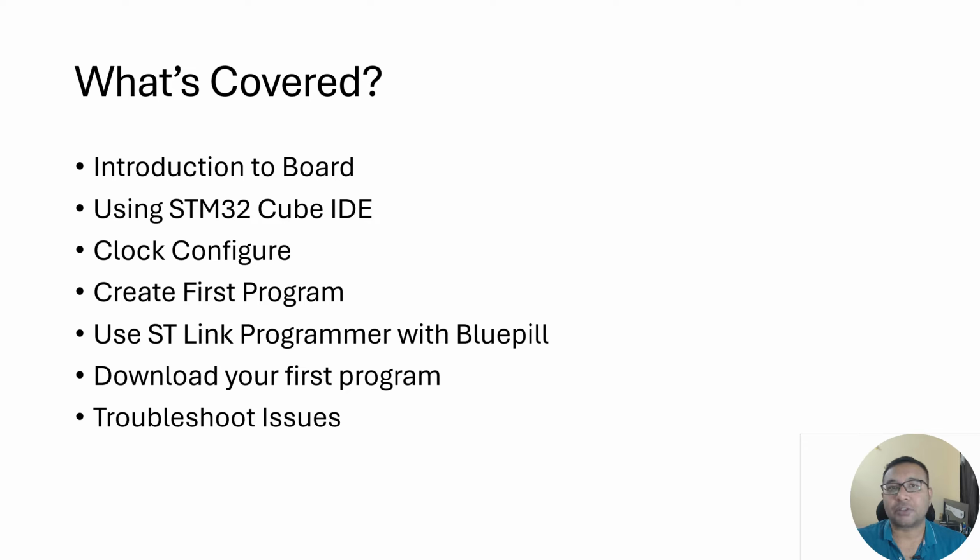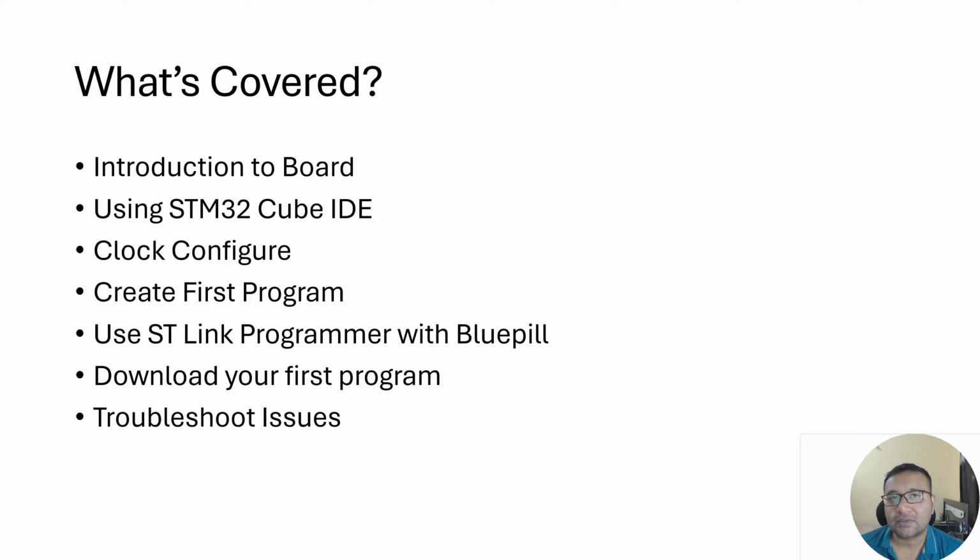Now in this video, we're going to get introduced to the STM32 Blue Pill board. Then how do we use the STM32CubeIDE? How do we configure the clock of STM32, which is probably the most important part of this video. Then we'll create our first program. You know what it is going to be. It's a basic LED blink program. Then we'll use an ST-Link programmer to download the code file onto the Blue Pill board, and we'll see what are the issues that we can troubleshoot out of it.